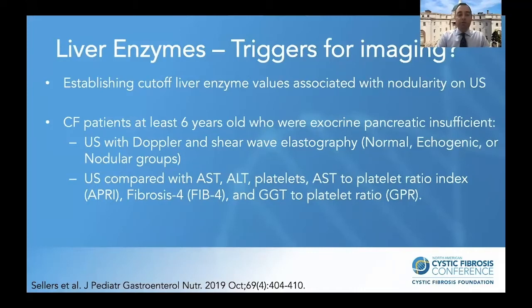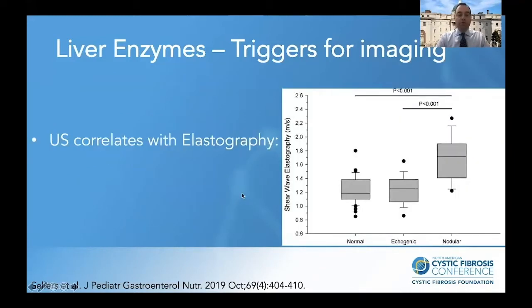The group of Dr. Sellers at Stanford has done some wonderful work in recent years to help us understand certain cutoffs that might be used to determine when ultrasound should be obtained. In this study, CF patients who are at least 6 years old and who had exocrine pancreatic insufficiency were evaluated with ultrasound. Shear wave elastography is a non-invasive marker of fibrosis, and these were compared to liver enzymes and calculated scores for portal hypertension.